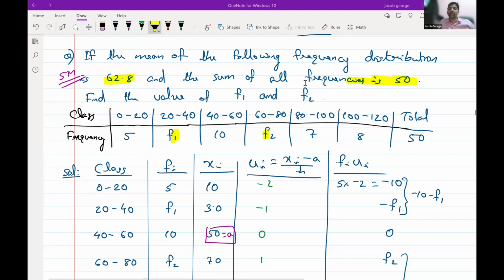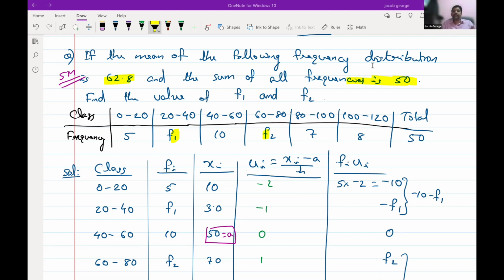For 1 missing frequency, the direct method is enough. But here, the step deviation method will be an easy method, but you have the freedom to do it by the direct method also. Here, mean is 62.8. The sum of all frequencies, the total frequency, will be given either in the table, total as 50, or as part of the question.